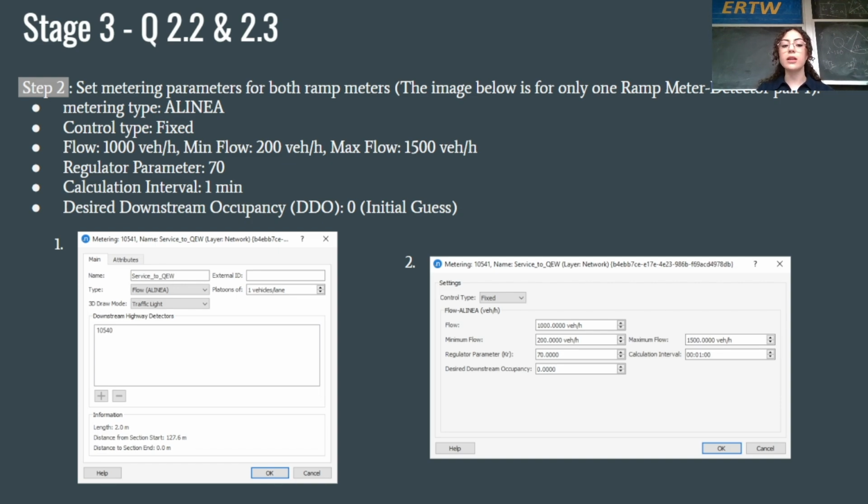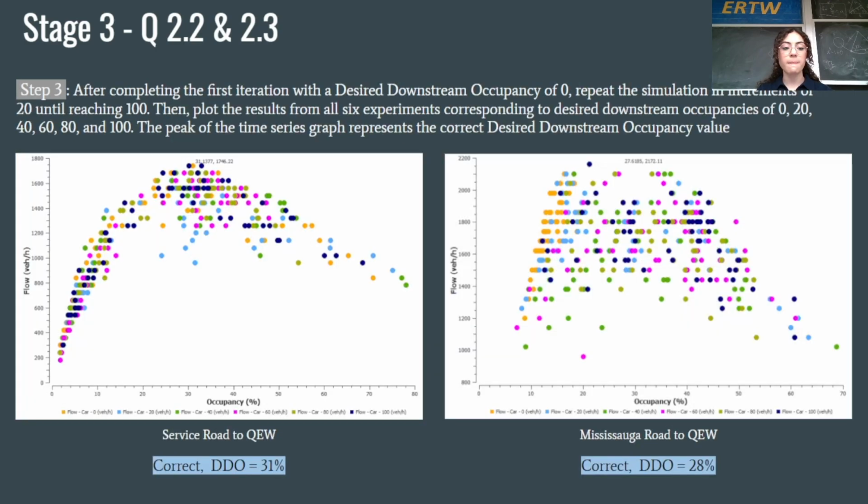The last condition that's required for the ramp meter is the occupancy. This value will need to be set at the optimal value that will result in the largest flow downstream of the ramp. Since this value is initially unknown, we will start with an initial guess of 0% and iterate over multiple values to find the optimum.